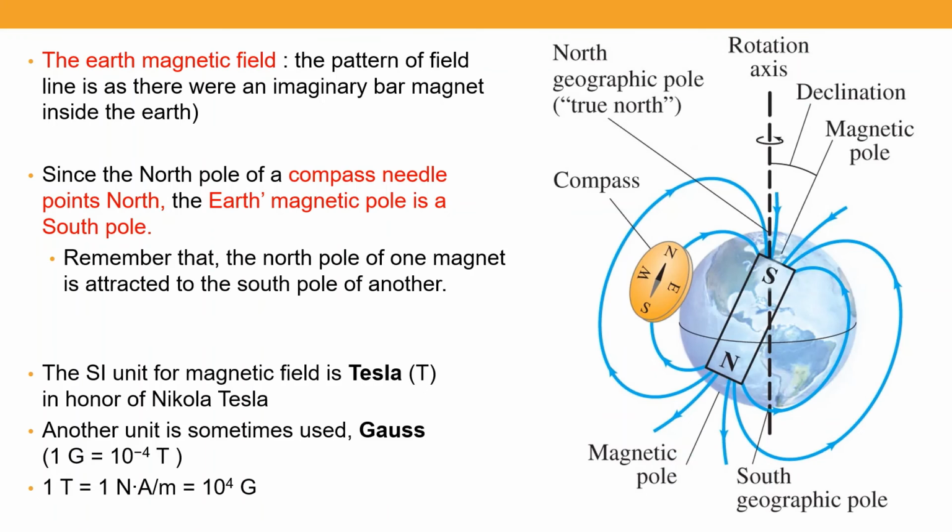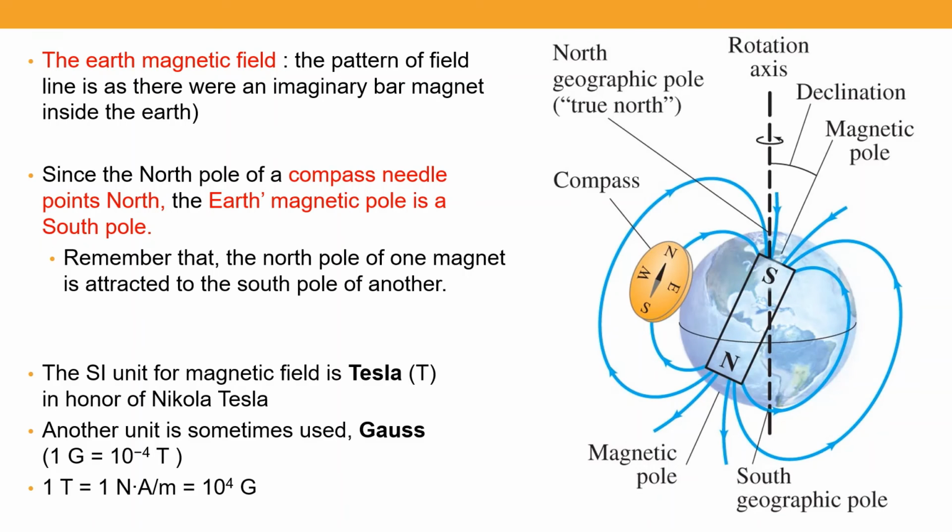Okay, if I ask you a question, what is the biggest magnet on Earth? The answer is actually the Earth itself. The Earth itself is a big magnet. So that's why we have an Earth magnetic field. It is the pattern of a field line, of a magnetic field line, as if there were an imaginary bar magnet inside the Earth. So this is our Earth, and this is the imagination of the magnetic field inside the Earth.